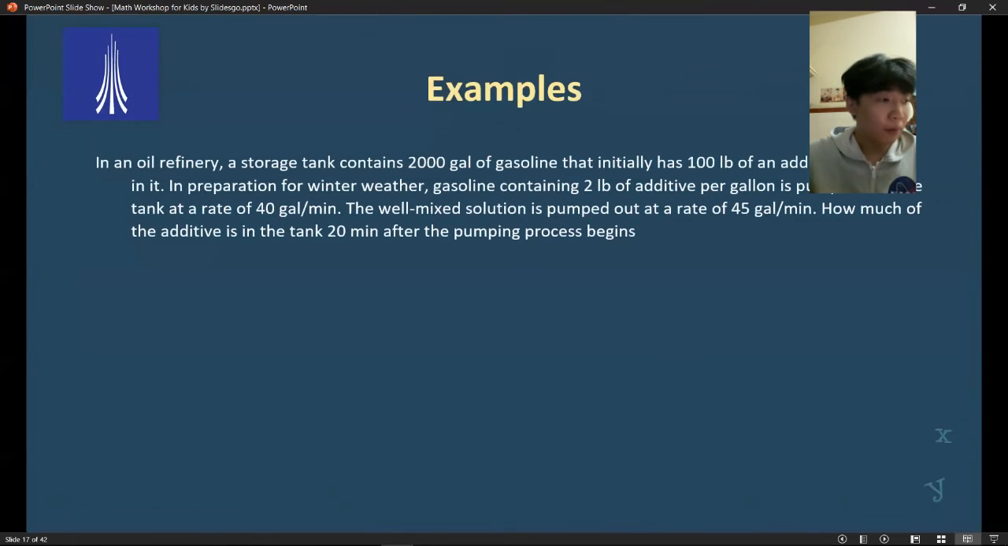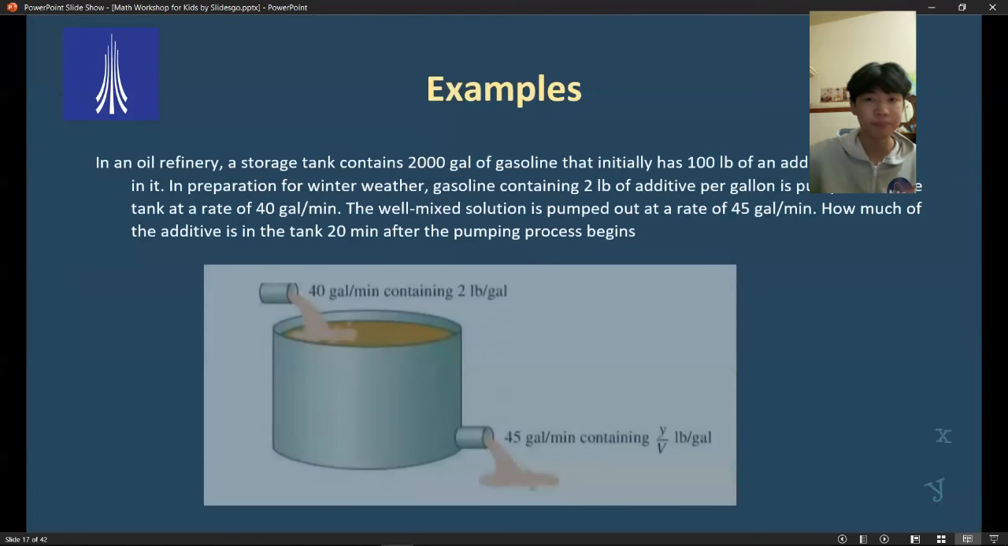So the example asks, in an oil refinery, a storage tank contains 2,000 gallons of gasoline that initially has 100 pounds of the additive dissolved in it. In preparation for winter weather, gasoline containing 2 pounds of additive per gallon is pumped into the tank at a rate of 40 gallons per minute. The well-mixed solution is pumped out of it at a rate of 45 gallons per minute. How much additive is in the tank 20 minutes after the pumping process begins?